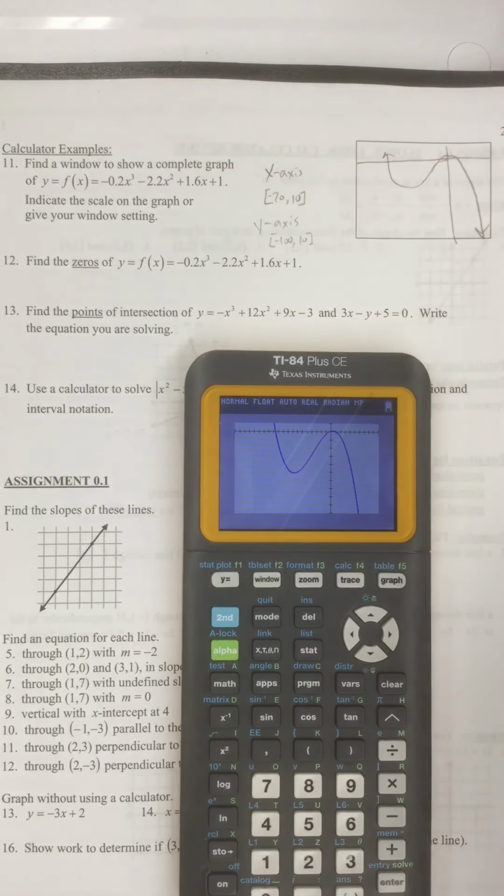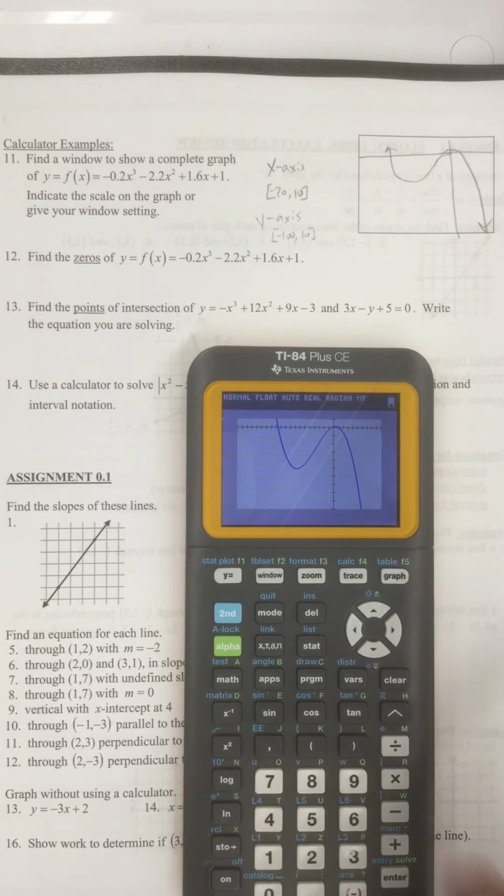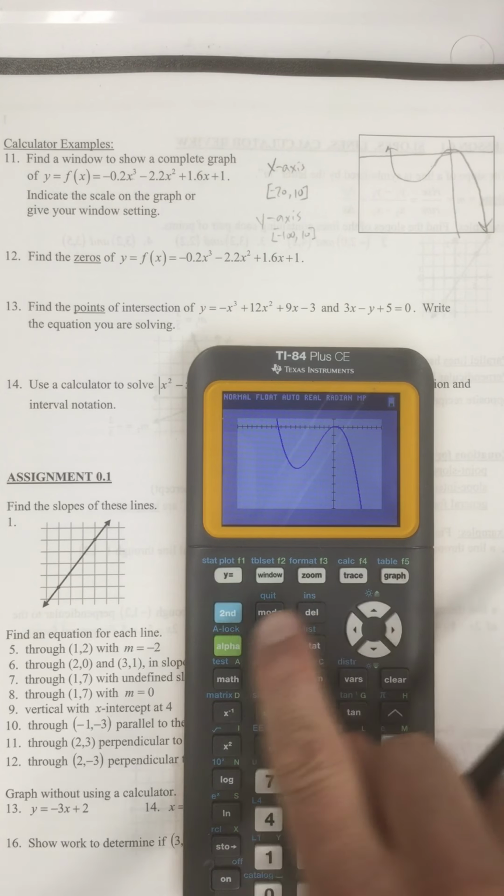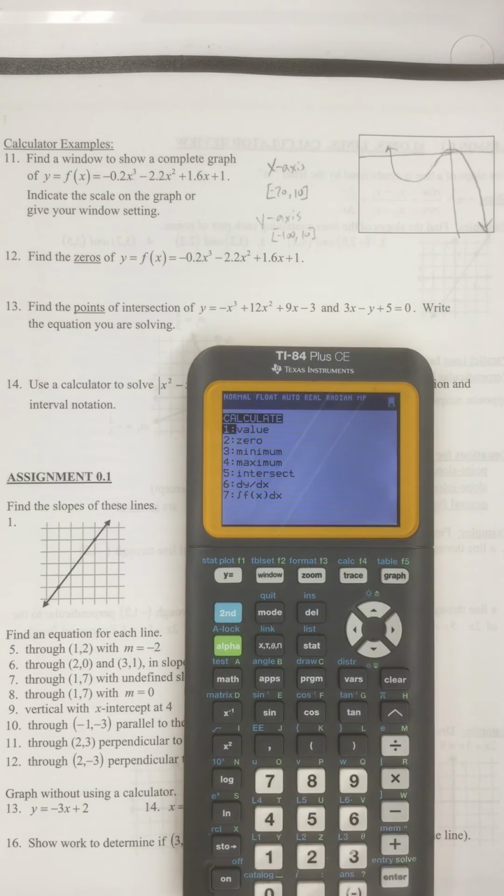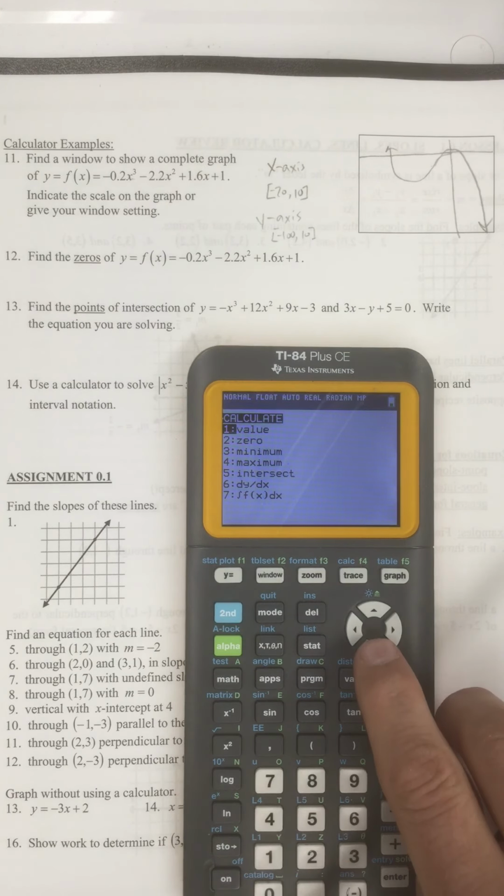Example 12 says find the zeros. To find zeros, we're going to go back to the calculate menu. So we're going to go second calc. And that gives you a bunch of options there. It has value, zero, min, max, intersect. We're going to use all of these. Those numbers 6 and 7 are calculus options. But for now, we're just going to find the zeros.